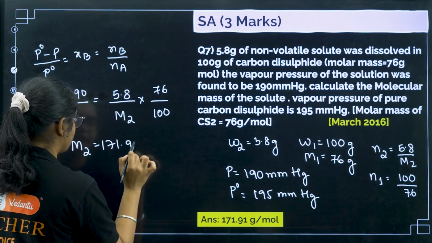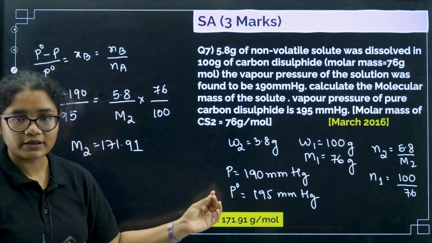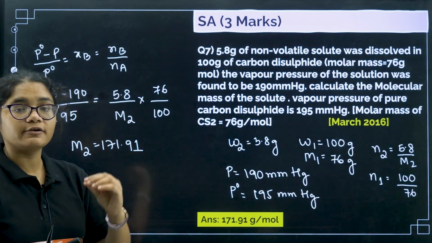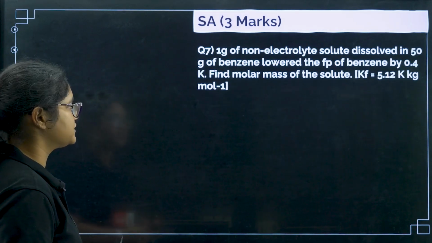Now if I solve this, the M2 value will be around 171.91. You people will be allowed a calculator in the examination, so there is no point of any mistake in the calculation. The only thing that you should know is the correct formula and its substitution. Okay. Next, last question.